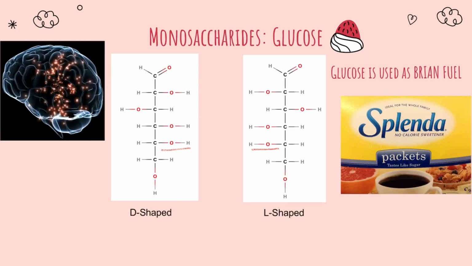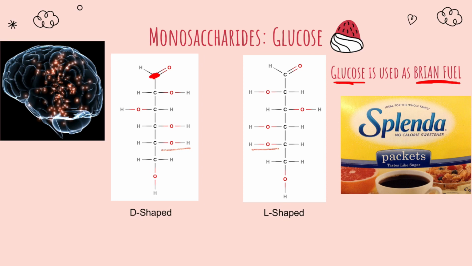Alright, so glucose is actually used for brain fuel. What that means is that our brain uses glucose as energy, so it's kind of important to ingest glucose. I have two different versions of glucose here. One of them is D-shaped and one of them is L-shaped.